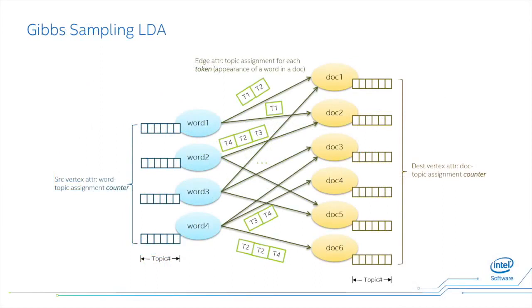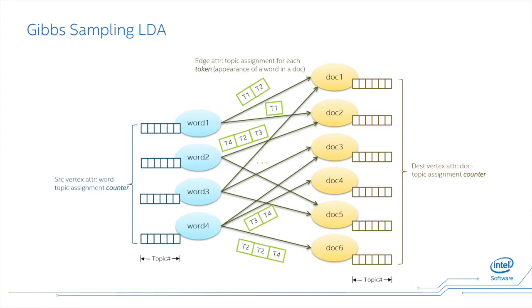The other alternative algorithm we have built is based on Gibbs sampling. In that algorithm, the model is structured as a graph, a bipartite graph. The source ID is all the different words that appeared in the documents, and the destination ID is the document ID. So every edge represents that a word appears in that document, and a word can appear multiple times in one document.